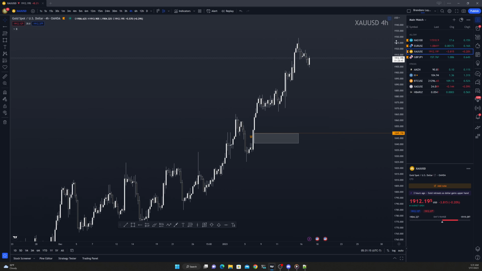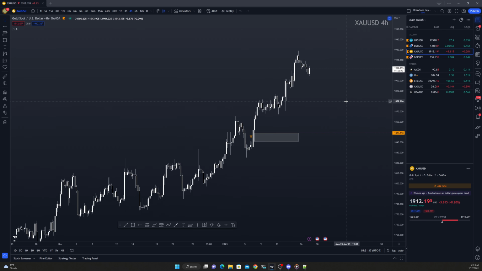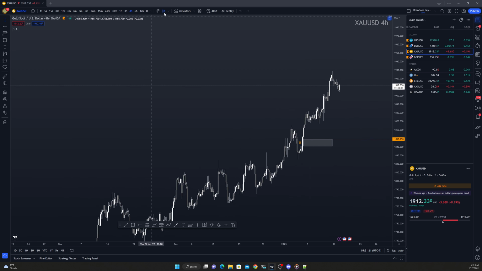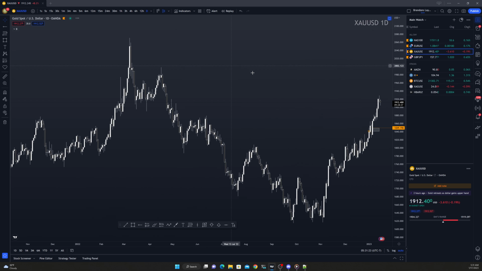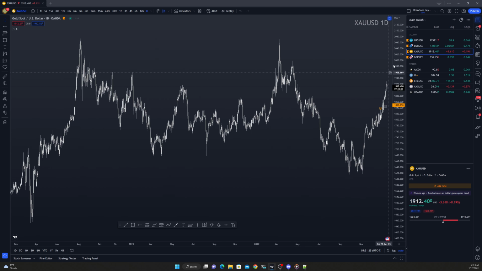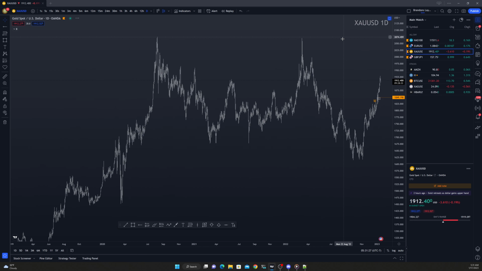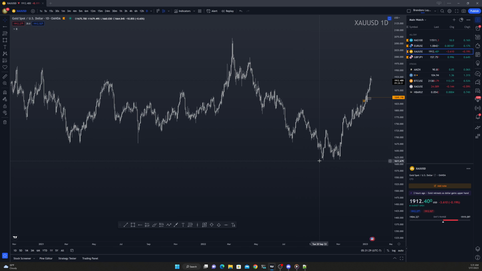So let's go to gold right now. Gold right now is at $1,912.19. And if we go up to the higher time frame, it looks like we are pretty much in a bullish scenario at this point. You know, we had a break down. We had some equal lows here, but then we ended up breaking back up, right? So we broke above this particular structural point here.